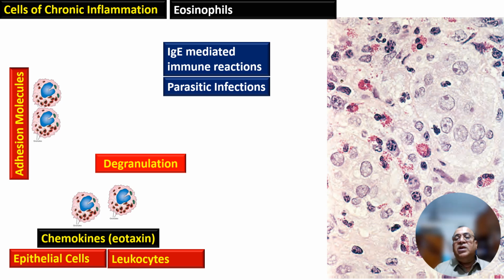This photomicrograph is showing the eosinophils that are present in an inflammatory reaction. Some of these are degranulating their content outside, and some have got intact membrane.